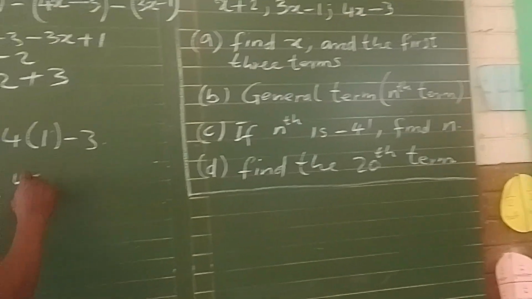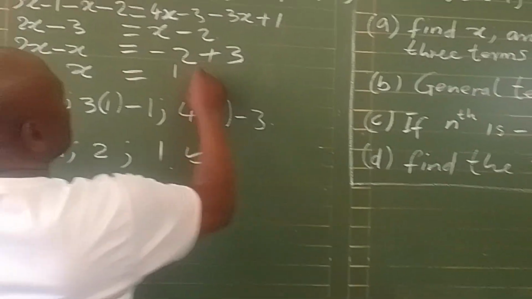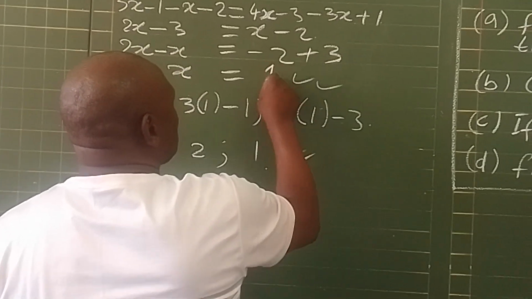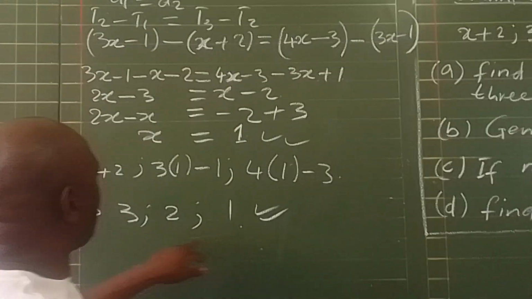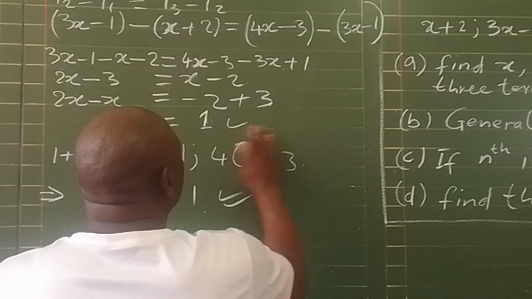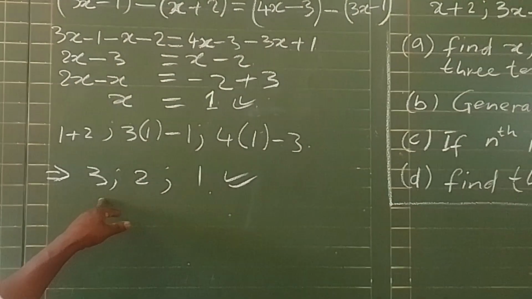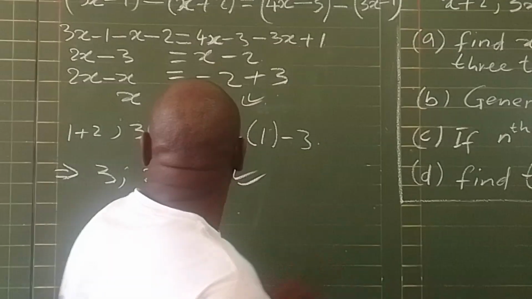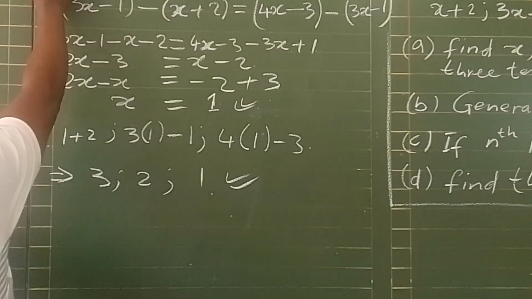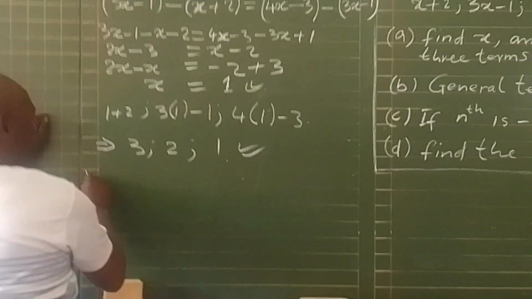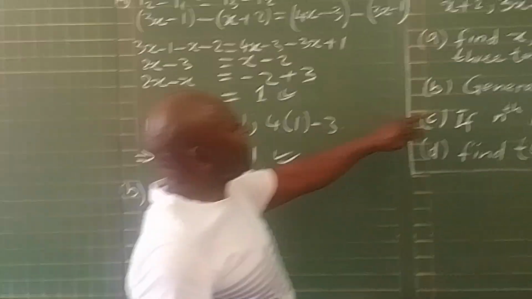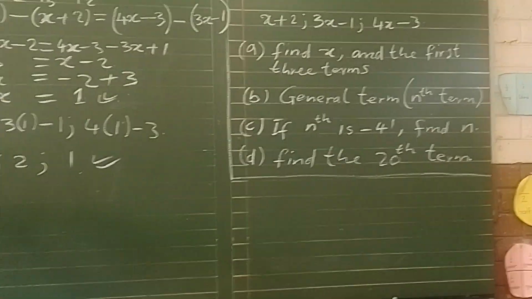How many of you did get this? X is 1. And the first 3 terms are 3, 2, 1. Go to B. That was A. Go for B. B says general term. Let's find the general term.